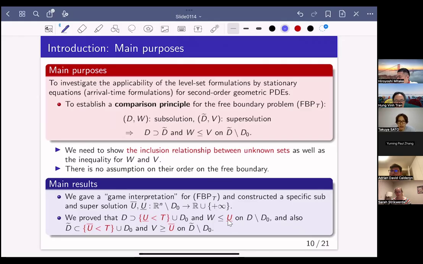And here, by the definition of U under bar and U over bar, U under bar is equal to or less than U over bar. So from this result, we can directly know that W is less than U under bar, and this one is less than U over bar, and then this one is less than V, which means this inequality, and the inclusion relation is also satisfied by the ordering between U under bar and U over bar.